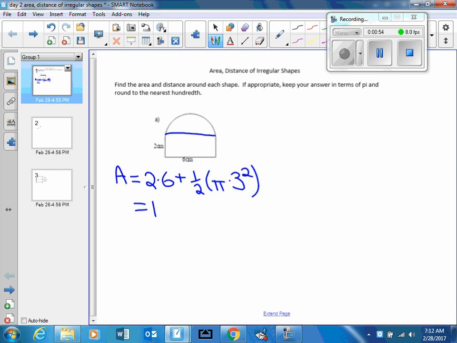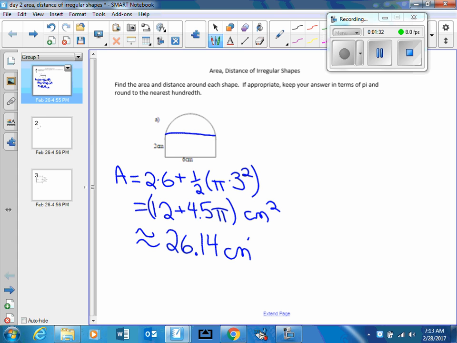So now I simplify it. I get 12 plus 3 squared is 9, and half of 9 is 4.5 pi. And that whole thing is labeled centimeters squared. So that's my exact answer in terms of pi. Now using the pi button and multiplying and adding on my calculator, I start with doing 4.5 times pi, and then to that amount, I'm adding 12. So rounding to the nearest hundredth is approximately 26.14 centimeters squared.